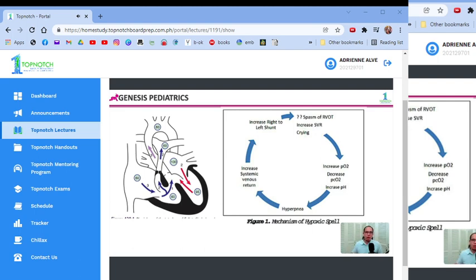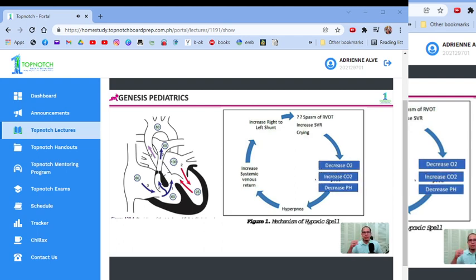And what happens if there's cyanosis? Pupunta tayo ngayon dito sa cycle na to. Please do the corrections. It's supposed to be decreased oxygen because of the cyanosis, increase in carbon dioxide, and decrease in pH. So it's hypoxia, hypercapnia, and acidosis. So yan yung magiging effect kapag na-trigger yung TET spell. Diba? Hypoxia, hypercapnia, eventually acidosis, metabolic or respiratory acidosis.